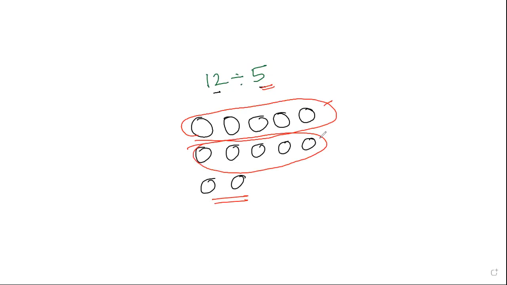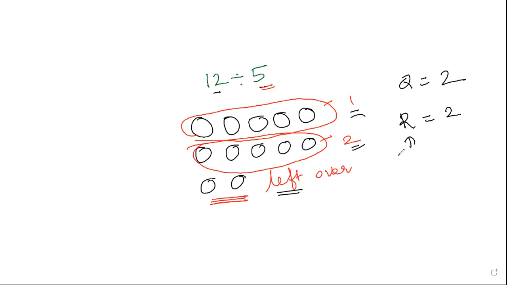This contains 5 and this one contains 5. There are only 2 groups formed. We can't form a group with these 2. These are the leftovers. So our quotient is 2, because we got 2 groups. And what about the remainder? We have leftovers: only 2 circles are left over. So our remainder is 2. R stands for remainder.